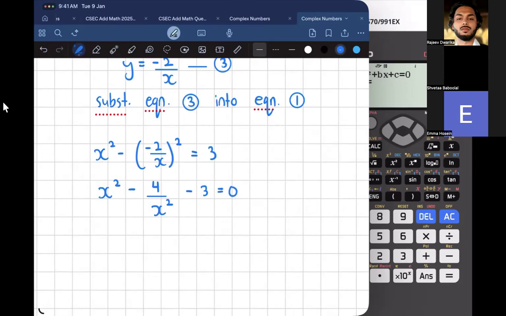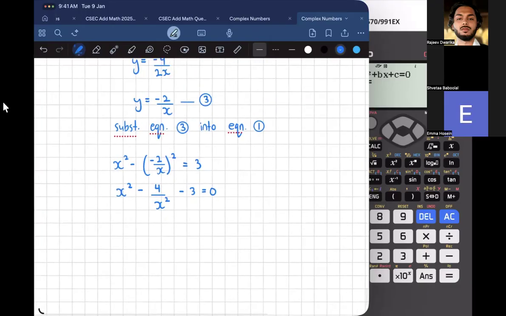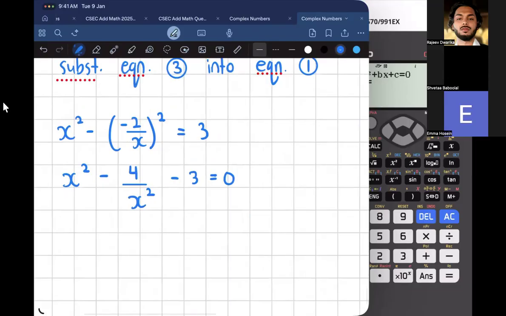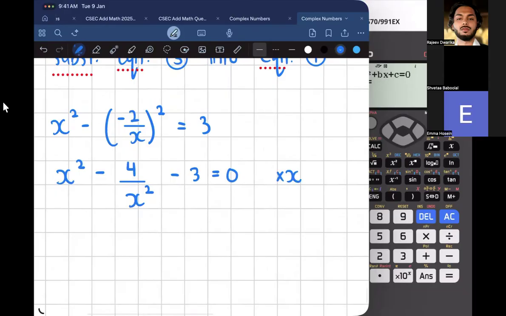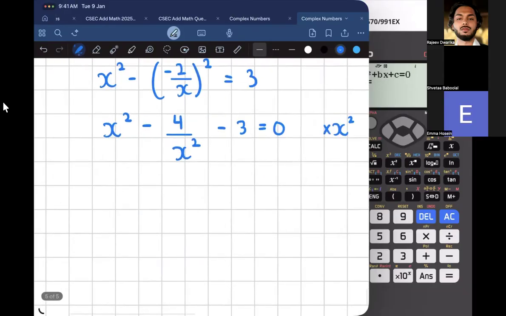Tell me who is with me so far. Okay, cool. So what do you think I should do next, Shweta? Do I like working with fractions? Now multiply by x squared throughout. Right, we should multiply by x squared on both sides. If we do that, we're going to end up with x to the power 4 minus 4 minus 3x squared, and that's going to be equal to 0.